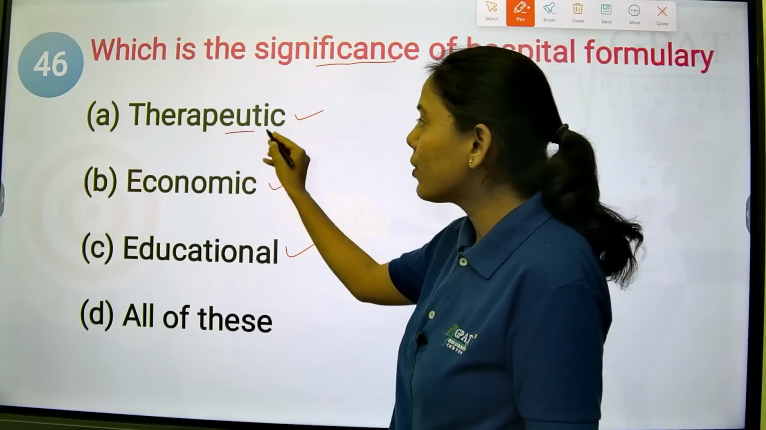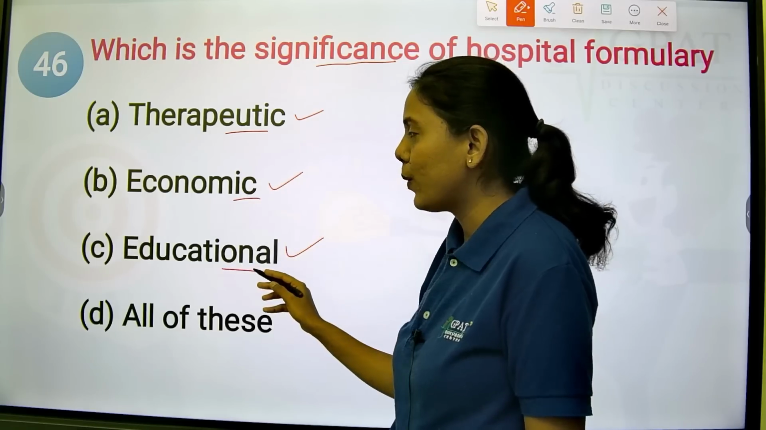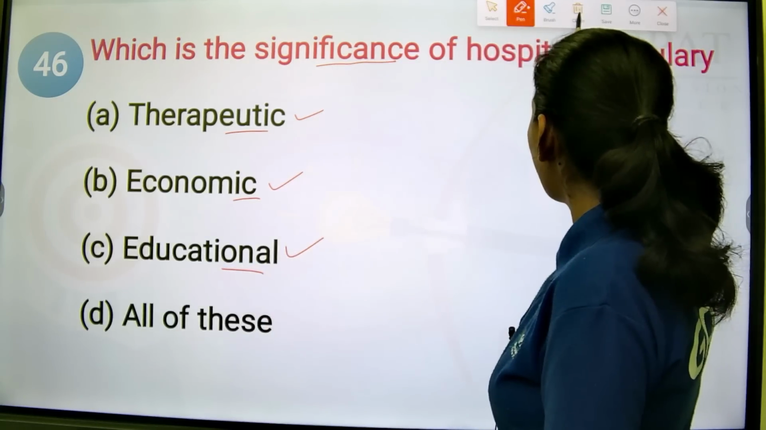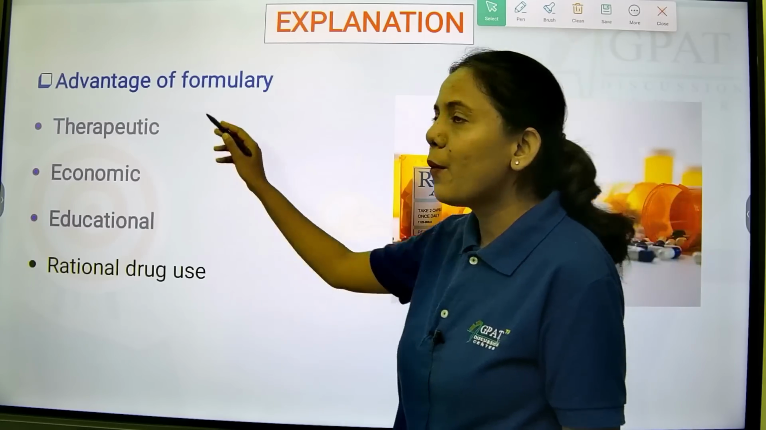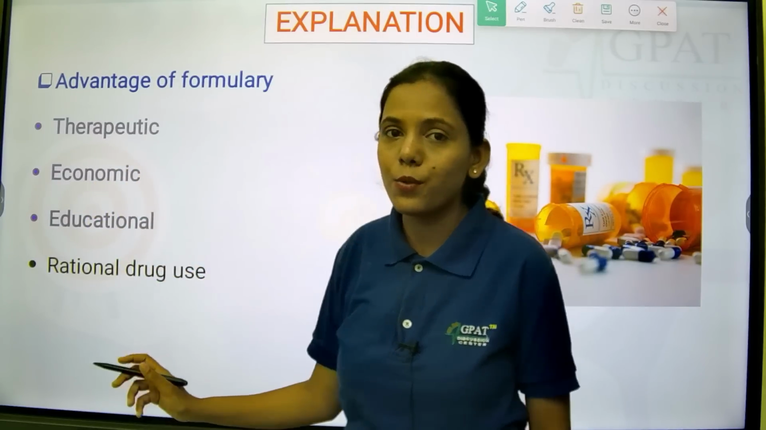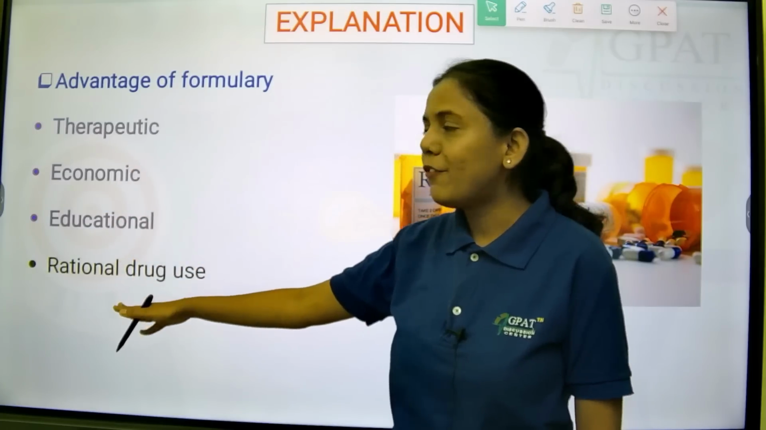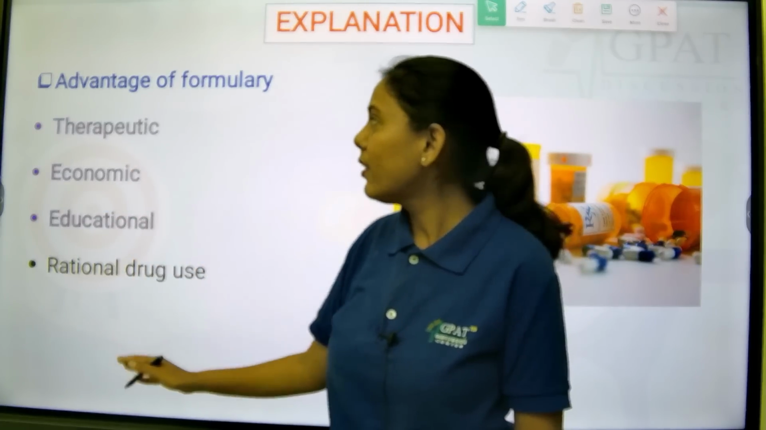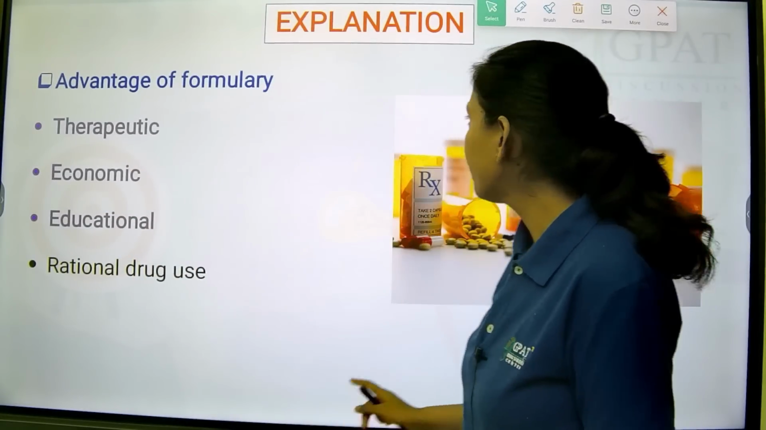So yes, it includes the therapeutic, economic and the educational. So option D is the right answer. So these are the advantages: first is therapeutic, economic, educational and rational use of the drug. Apart from that, safety also included. So these are the advantages of the formulary.